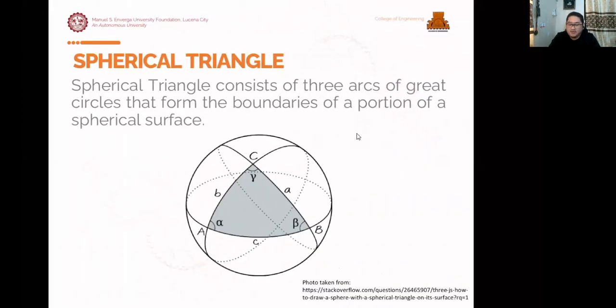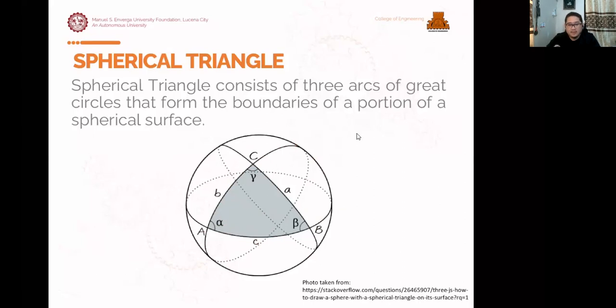Now we go dun sa spherical triangle na tinatawag natin. So, spherical triangle, nabubuo siya kapag meron tayong three great circles na nag-intersect with each other. So, meron tayo ditong one, then two, and then three great circles, no? Yung na-form nung arc nila, itong shaded portion na yan, yan yung tinatawag nating spherical triangle.